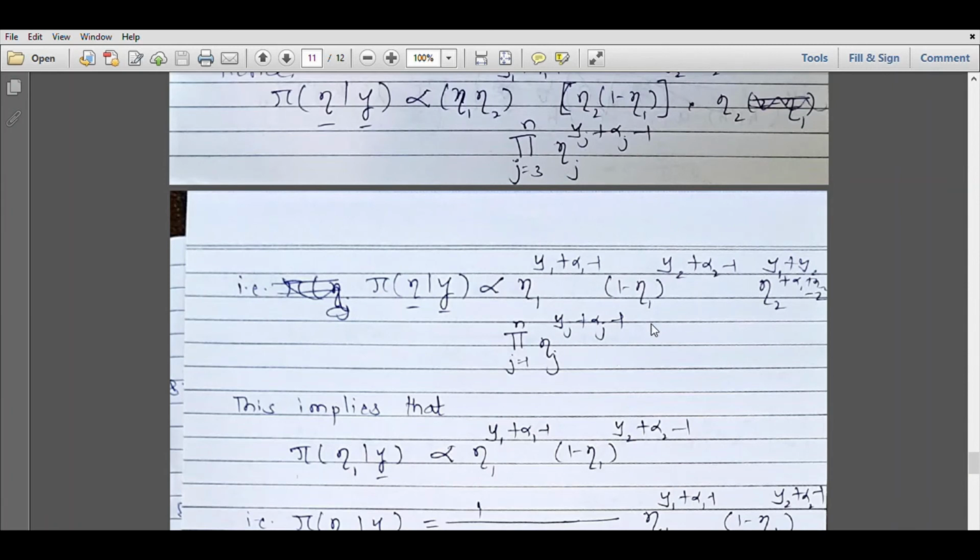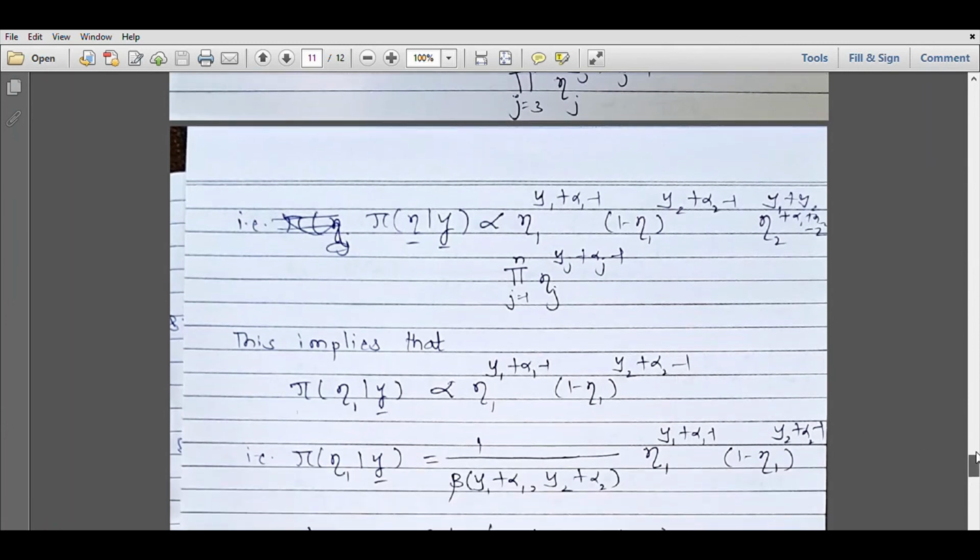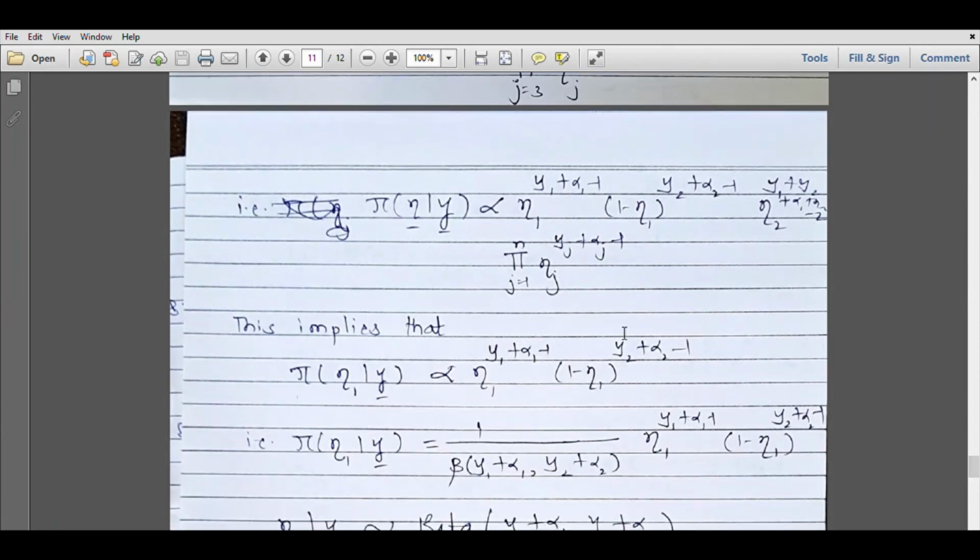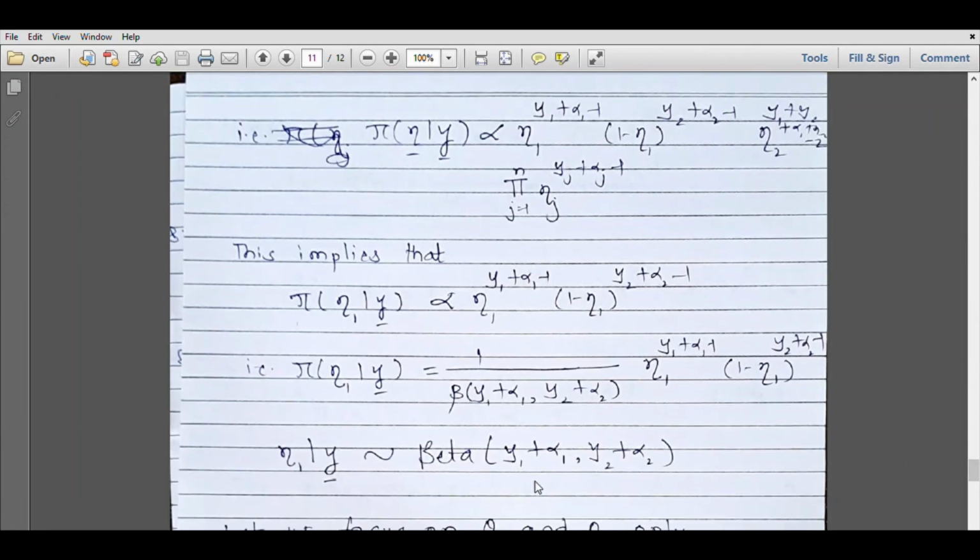Now because we are interested in computing the posterior distribution of eta 1 alone, we can ignore the rest of the terms in the joint distribution. So the posterior distribution of eta 1 given y will be proportional to eta 1 raised to y1 plus alpha 1 minus 1 into 1 minus eta 1 raised to y2 plus alpha 2 minus 1. This is nothing but a part of a beta density. So the posterior distribution of eta 1 given y is a beta distribution with parameters y1 plus alpha 1 and y2 plus alpha 2.